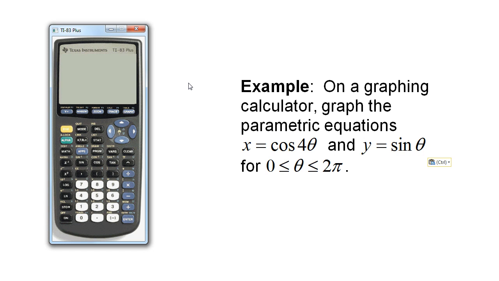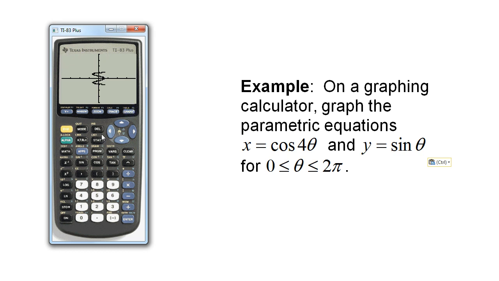Alright, here's another example. Here's another pair of parametric equations with trig. So I'm going to make sure I'm in zoom trig. Alright, I'm going to put my equations in. I've got x equals cosine of 4 theta and y equals sine theta. Let's see what that one looks like.